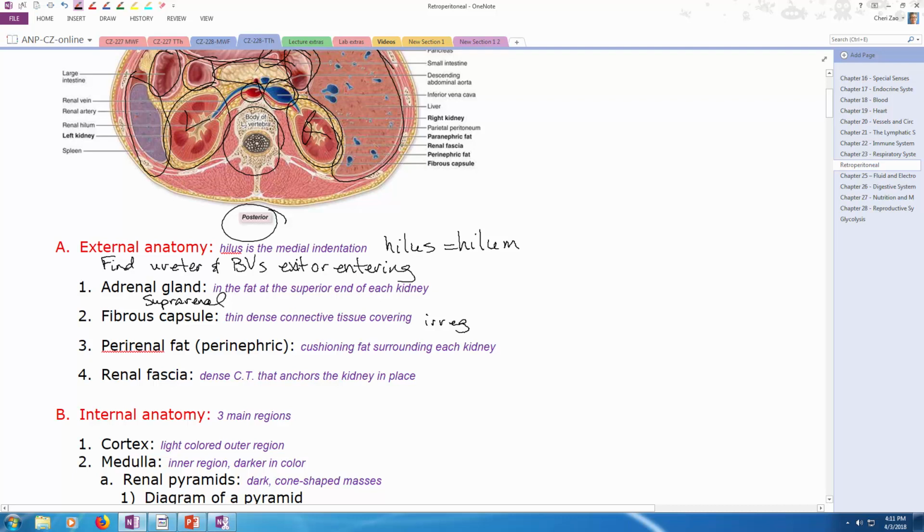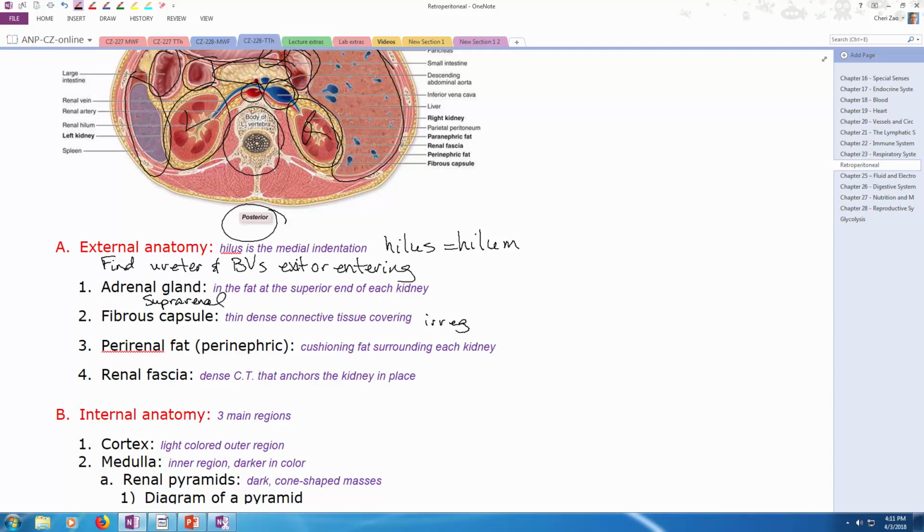We also have perirenal and perinephric fat. Nephron is a very important functional and structural unit of the kidney, and so you'll hear nephric a lot as we talk about kidneys, or renal also. So perirenal fat, perinephric fat, it cushions and surrounds each kidney because our kidneys are not locked into place very tightly. They have a lot of what I call wiggle room, and so that fat is there to help to protect them and give them some support.